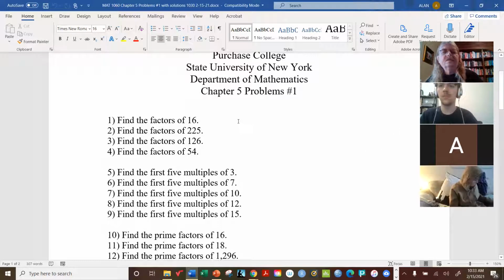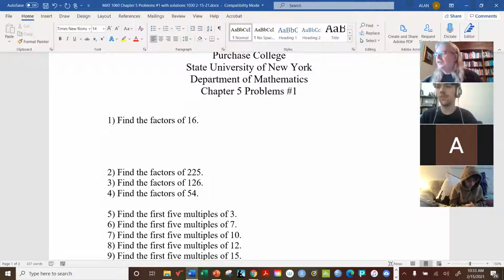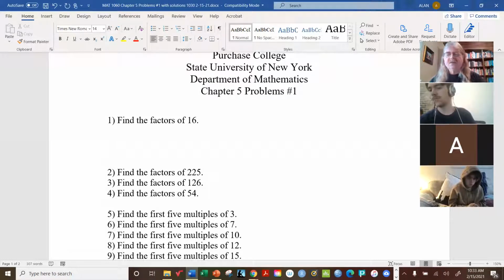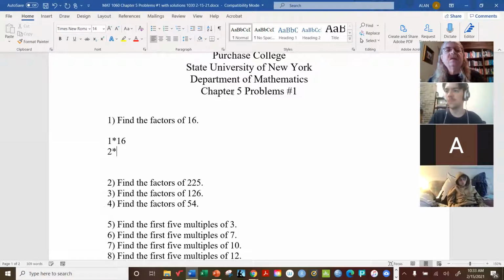All right, so let's start at the beginning with the factors. Now, the factors are pretty straightforward, but the problem with factors is that it's easy to overlook some of them. All right, so for example, let's start with 16. Now, the best way to do this, I think, is to start writing out the ones that you recognize. For example, here, we always will have 1 and the number itself. This one happens to be an even number, so we'll have 2 times 8.